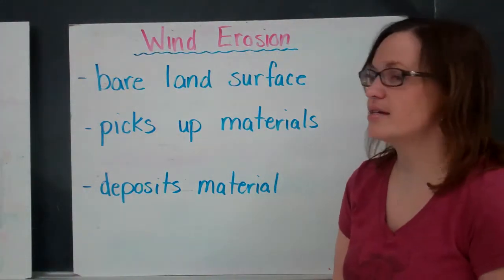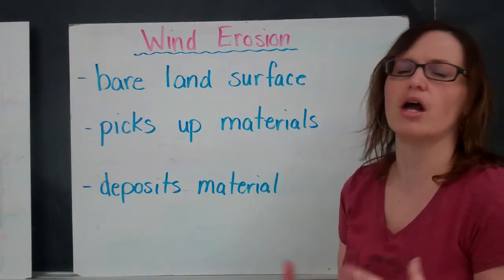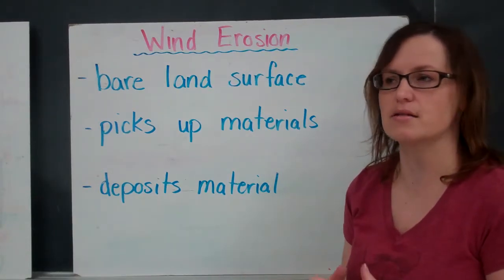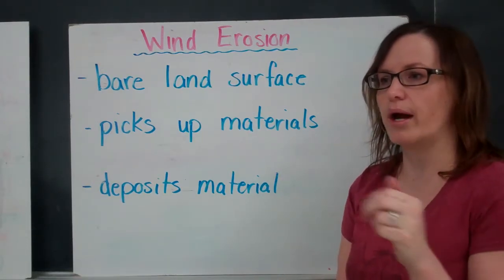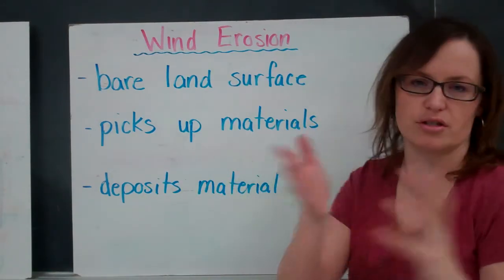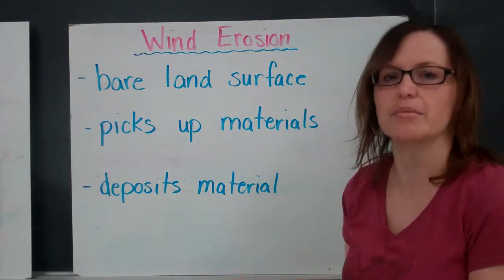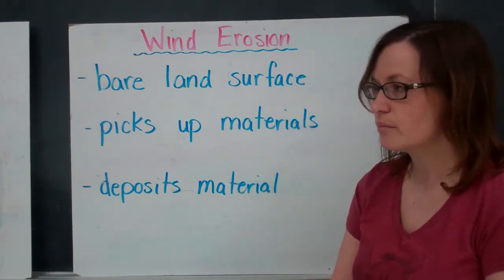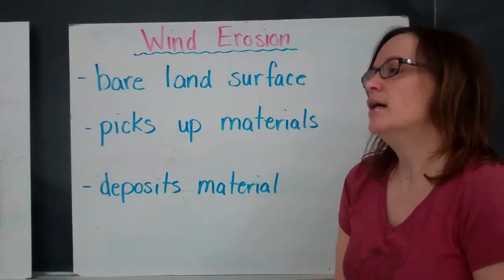Wind erosion. This happens when there is a bare land surface. Not a lot of obstacles, not a lot of trees, not a lot of higher elevated land formations, where when the wind goes across, it's like an open field, and it can just blow across. And as the wind goes, it picks up material and carries it with it. When the wind slows down, of course, it drops those materials.